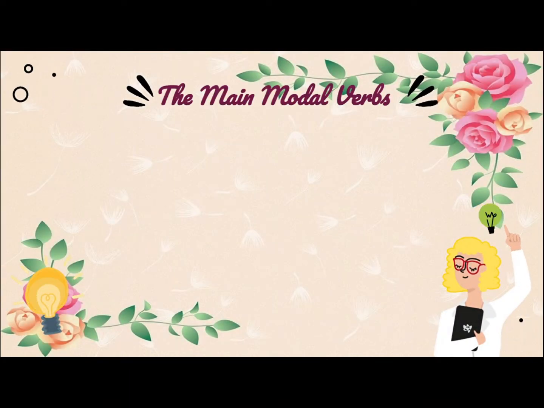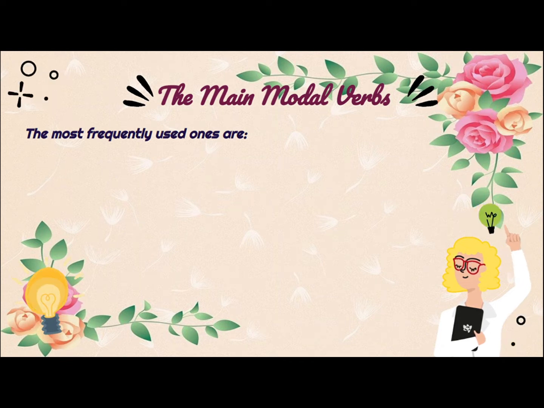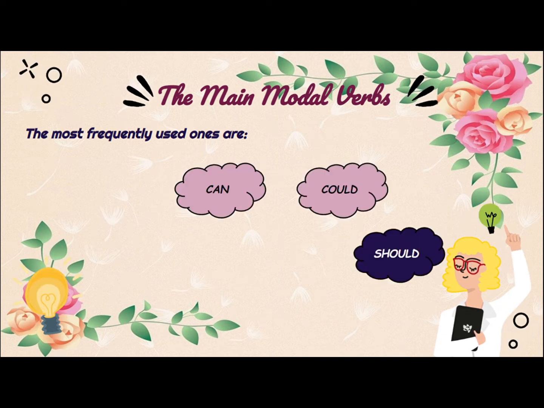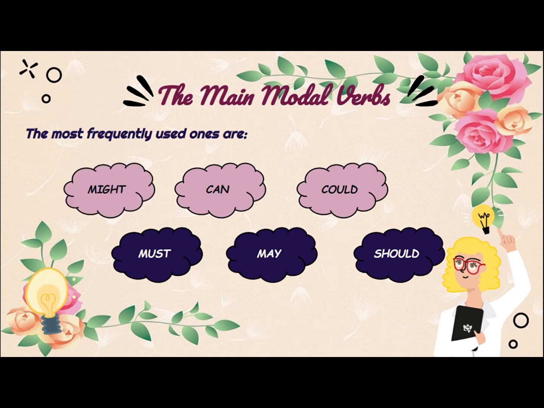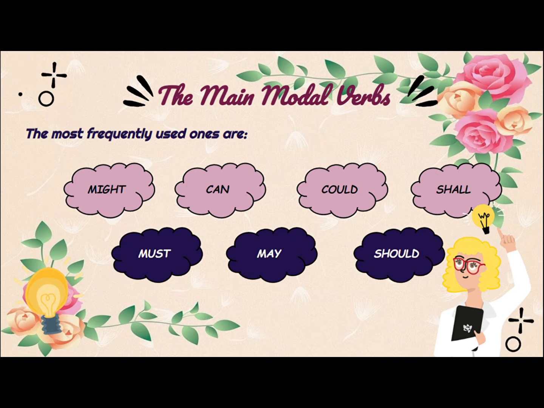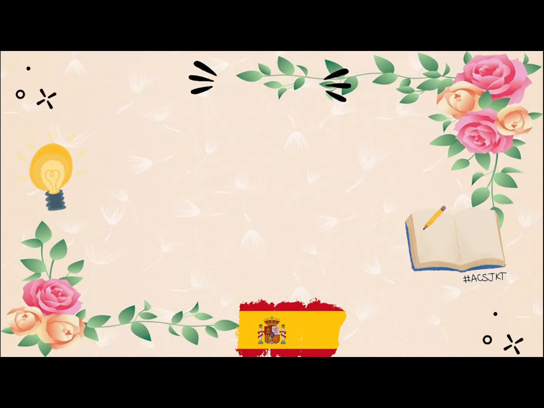The main modal verbs. The modal verbs most frequently used are could, can, should, must, may, might, and shall. Now we will see the functions of each one.